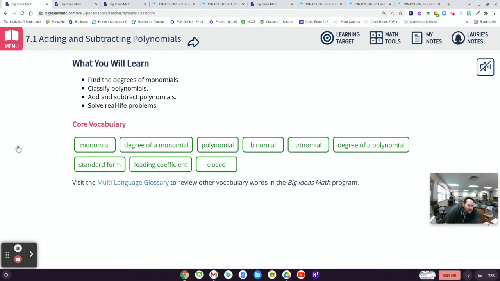We're going to talk about monomials, degrees, polynomials, binomials, trinomials, degrees of polynomials, leading coefficients, what it means to be a closed system or set, and standard form for polynomials. So it's a lot. So let's jump into what all of these words mean.